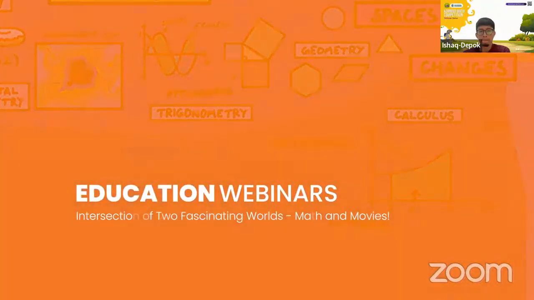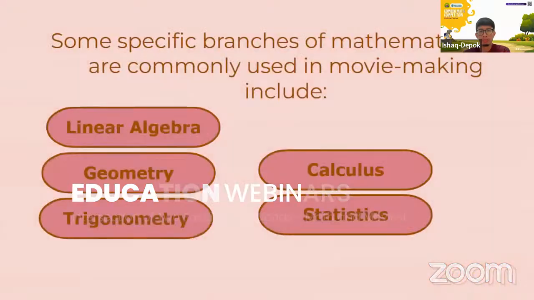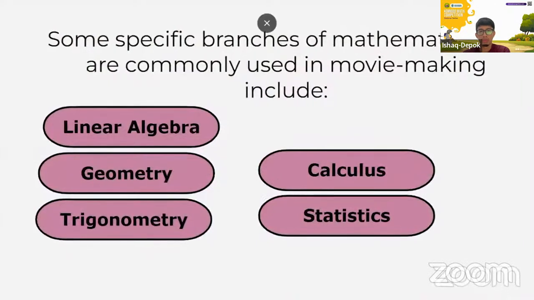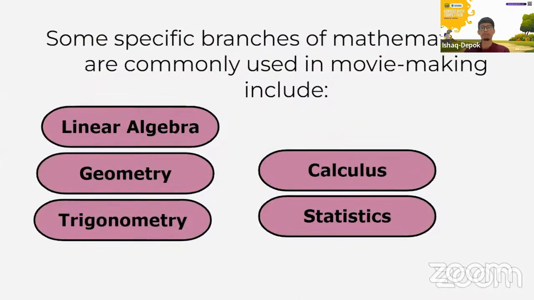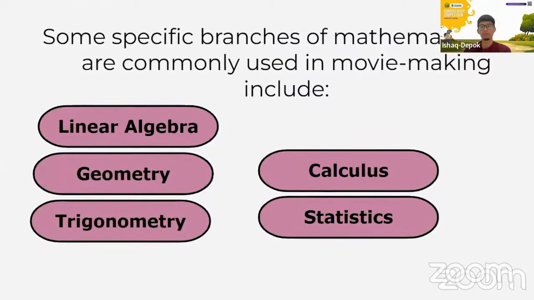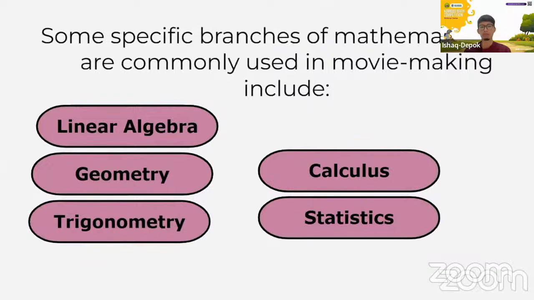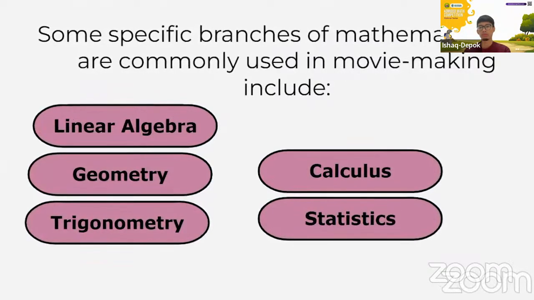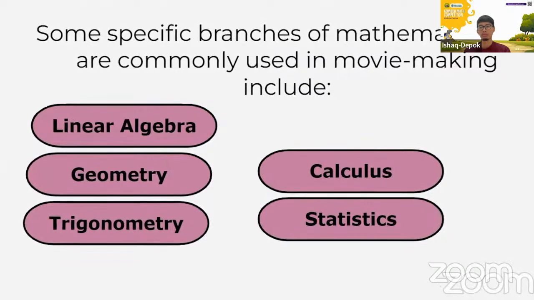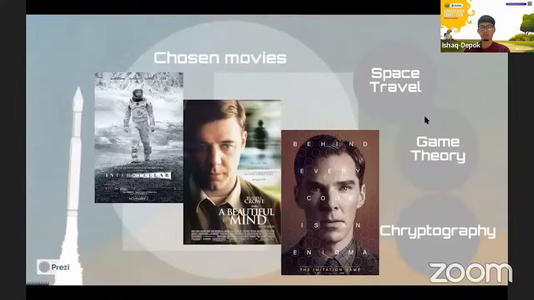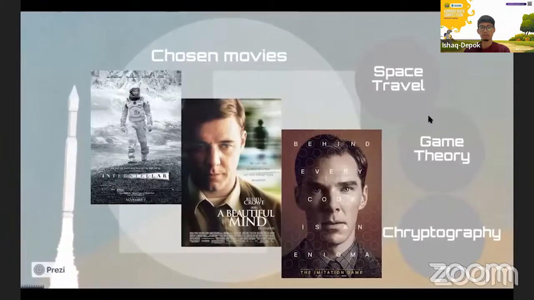Three-dimensional objects, camera movement in computer graphics, and then calculus. We use calculus to create smooth and natural-looking motion in animation, as well as calculating lighting and shading effects. And in geometry too, we use it to calculate shapes, sizes, and 3D objects and create realistic perspective in virtual environments. Imitation Game, it's about cryptography.